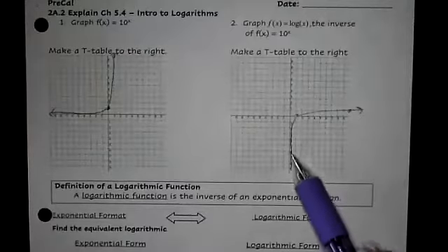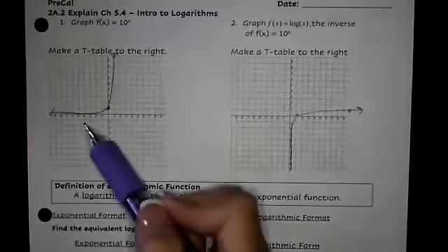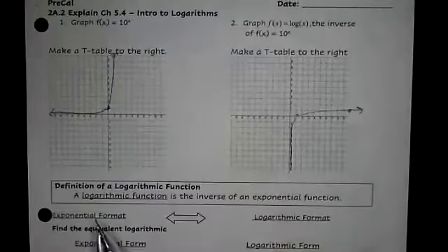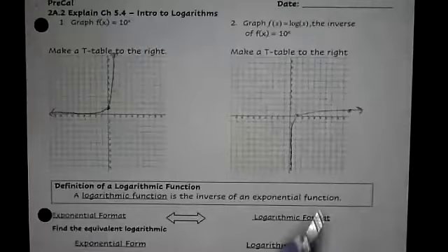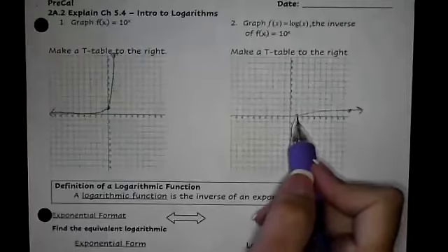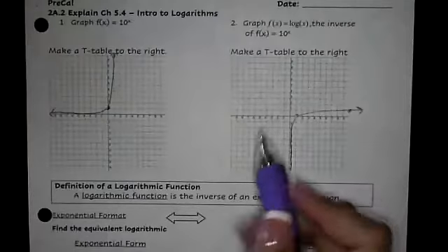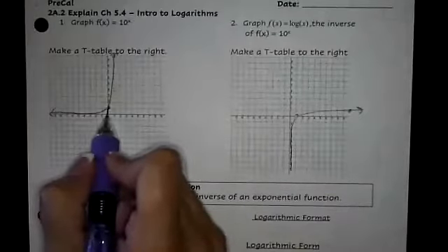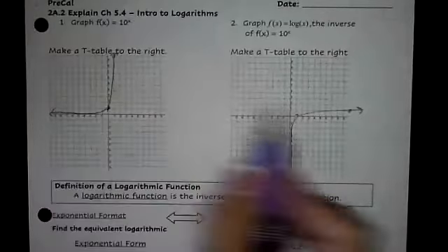So this would be a log with a base of 10, and this would be the exponential 10 to the x power. If we had 2 to the x, its inverse would be log base 2 of x. If we had 3 to the x, it would be log base 3 of x. So every single log is going to go through the point (1, 0), since every exponential goes to the point (0, 1), and they are inverses.